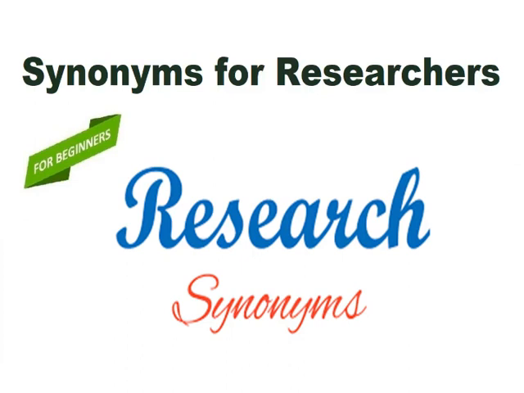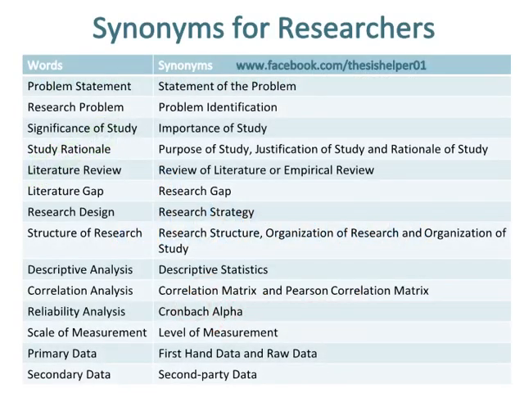Synonyms for researchers. A list of almost 80 synonyms, words used in research, for beginners to remove plagiarism from content. Synonyms for researchers. Synonym of problem statement is statement of the problem. Synonym of research problem is problem identification. Synonym of significance of study is importance of study.